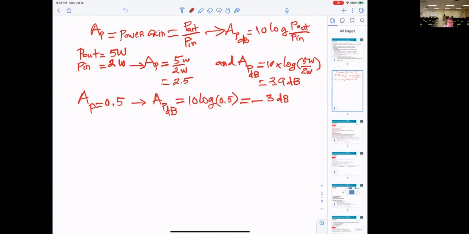Again, if you did not get that answer, please bring it up. We want to be clear for everyone. You can use your calculator. You take the log of 0.5, then times the number 10. Okay?